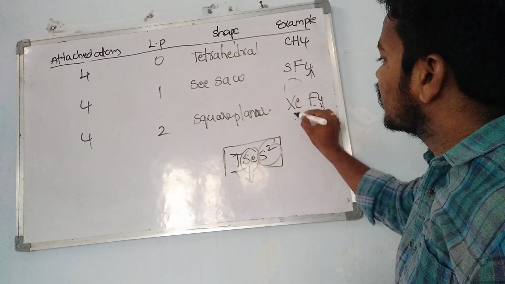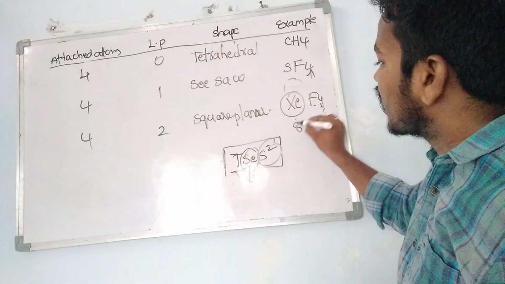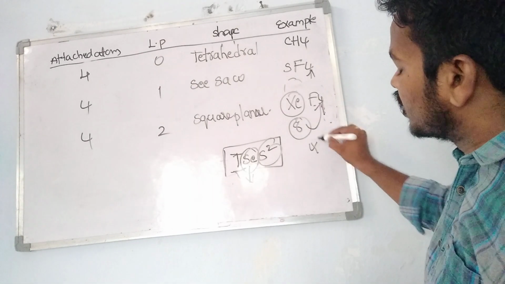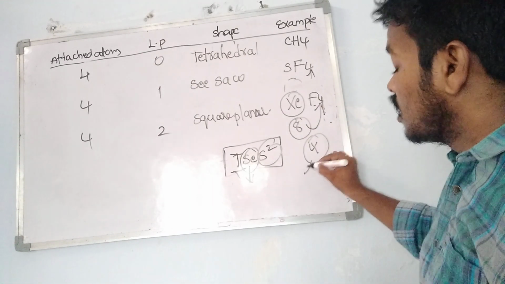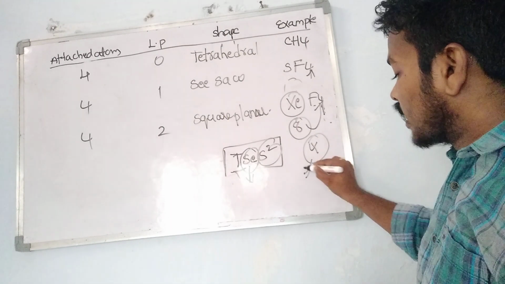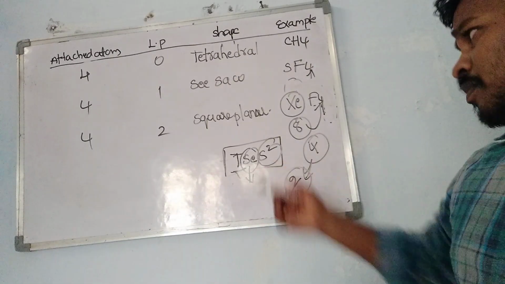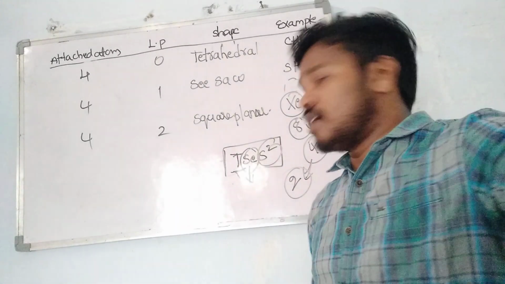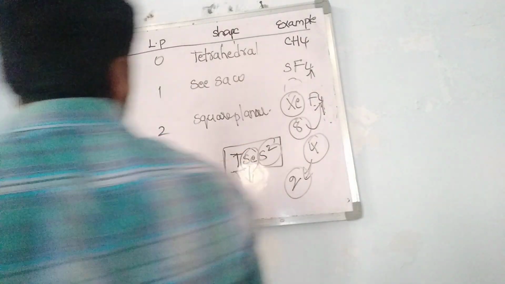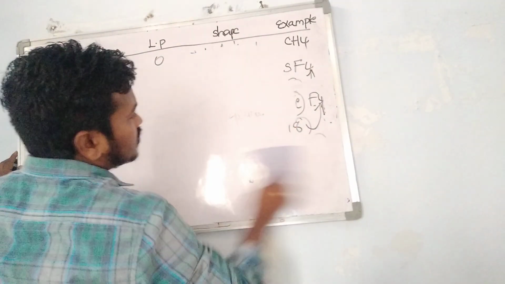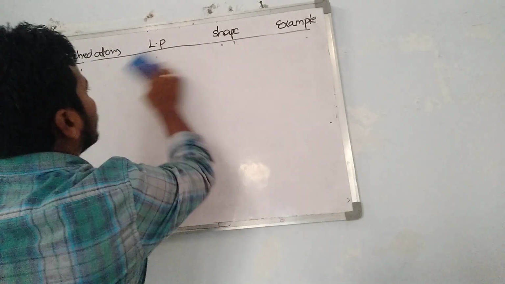XeF4. Total how many valence electrons? 8 valence electrons. Out of 8 valence electrons, 4 electrons participate in the bond, so the remaining 4 electrons are the lone, non-bonding electrons. These 4 we call 2 lone pairs. Just to remember the TSC case: T stands for tetrahedral, SC stands for the seesaw structure, and S square stands for the square planar.